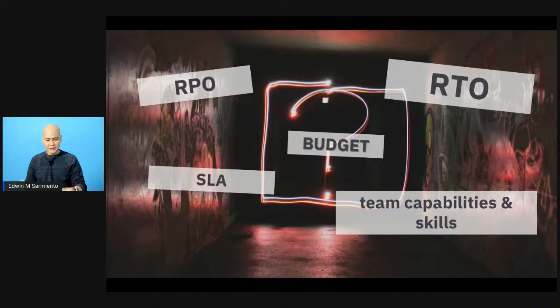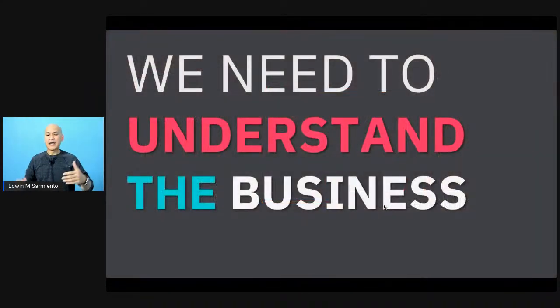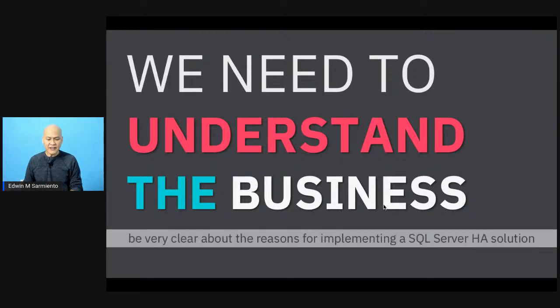Okay, that's the first D, and we need to understand the business. The one thing that I keep hearing sysadmins and DBAs say is, well, I don't know what the business is doing. All I know is I need to take care of the databases. I need to make sure that the backups are running. I need to make sure the cluster is running. If we don't understand the business, we're simply doing one piece and potentially doing something that could disrupt the overall business operation. Be very clear about the reasons why you're implementing high availability solutions in the first place.